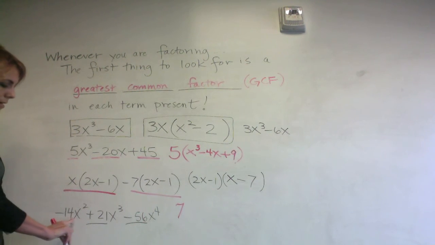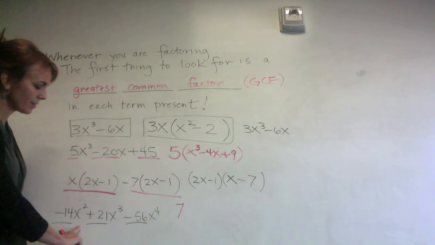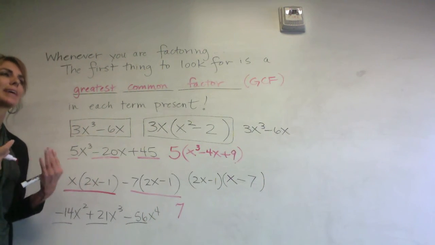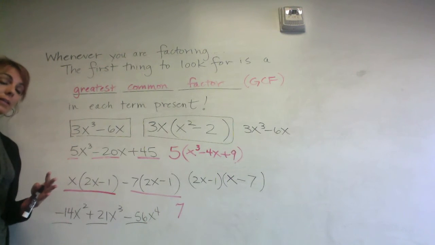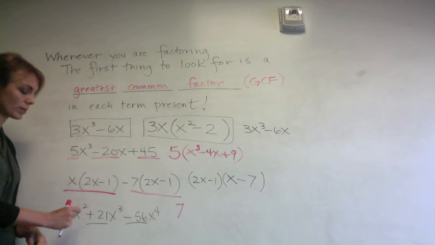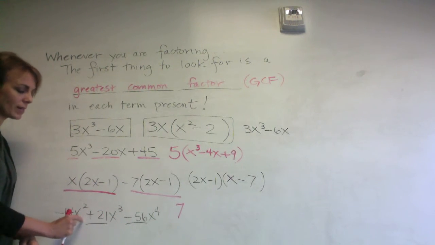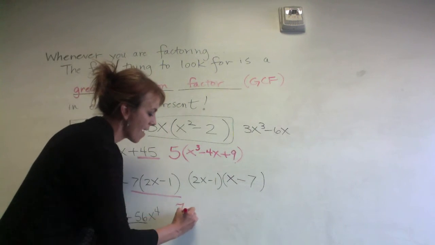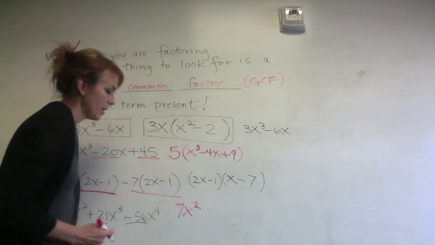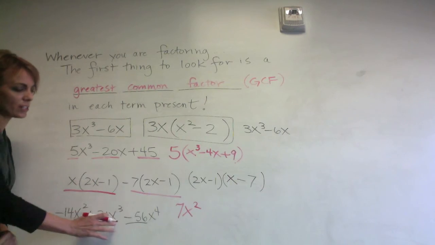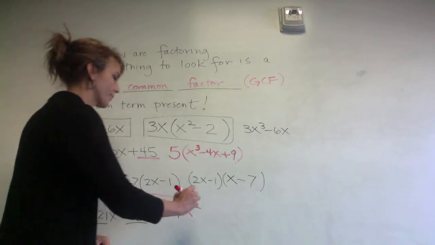Now looking at your 3 variable pieces, x squared, x cubed, x to the fourth, what is the largest power I can take out of everything? And what did I say that was? It's the smallest degreed variable that you see. I've got x to the 4th, x cubed, and x squared. This is the one I can take out of everything. Okay, so 7x squared. Now I'm going to divide that out of each piece, and let's see what we get.